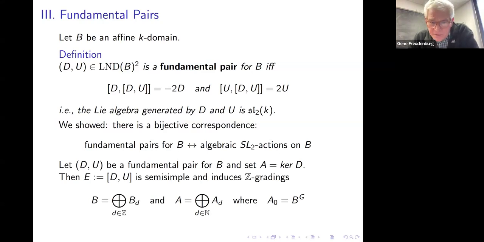And the kernel of D, I mean, D and U, of course, are homogeneous. And so A is a graded ring, the kernel. But the important observation is that it's not just Z-graded, it's N-graded. And in fact, the ring of elements of degree 0 is nothing other than the invariant ring of the SL2 action, right? So I think this is all pretty well known.